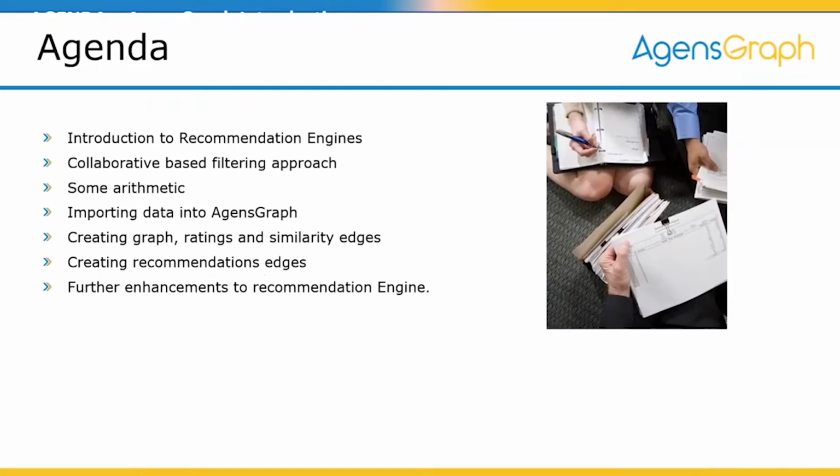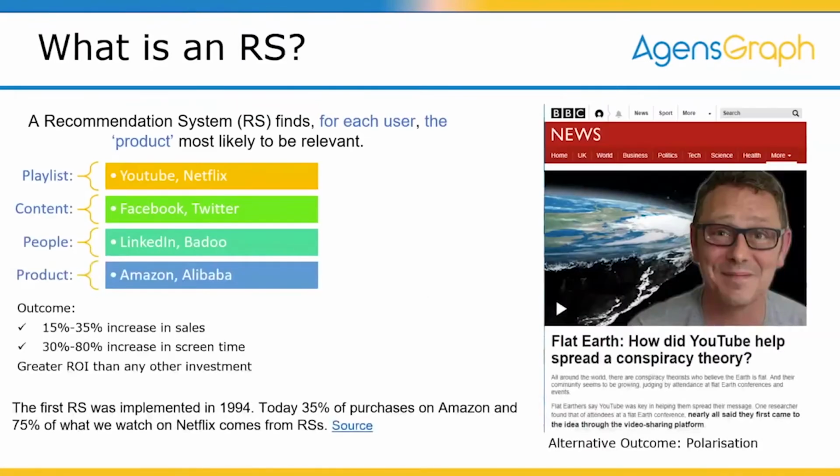So first of all, very briefly, a recommendation system has the challenge to find for each user the product most likely to be relevant. And product can mean a playlist from YouTube or Netflix, or content from Facebook or Twitter, or people from LinkedIn or Badoo, or a product from any product provider.